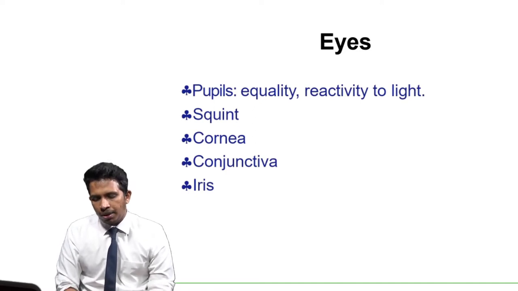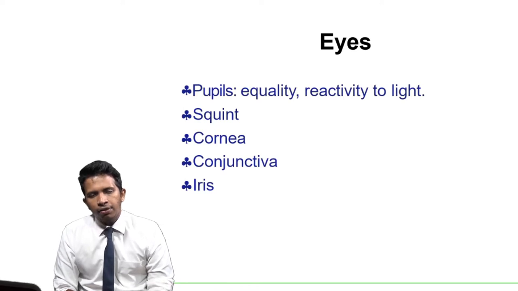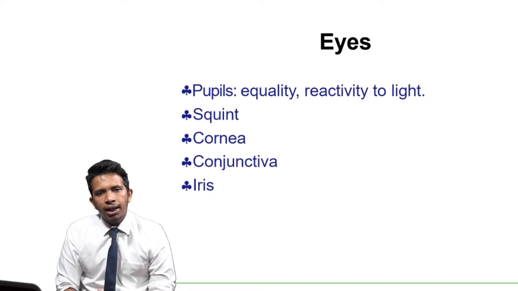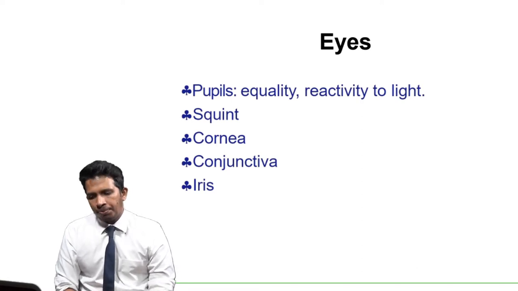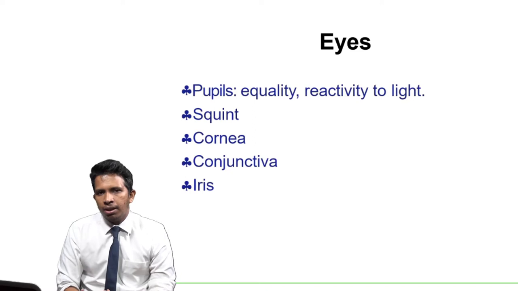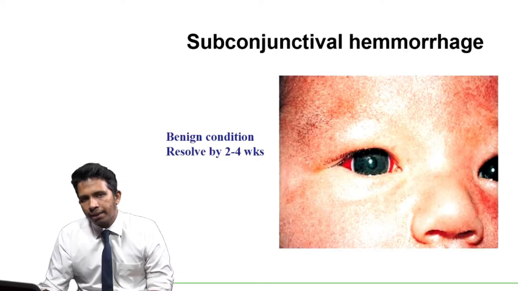to see if there are any deformities of the cornea. Is there any abnormality of the conjunctiva, or the iris, are they equal? Then we'll be looking at any muscle paralysis where the child might be having a squint. Is there any abnormality where the child's eyeballs are having a squint?